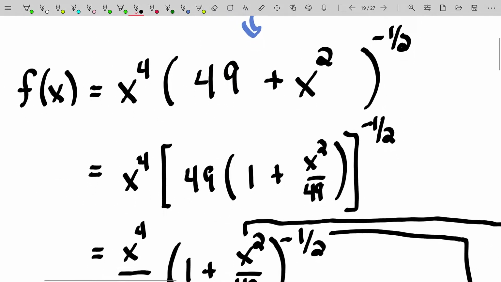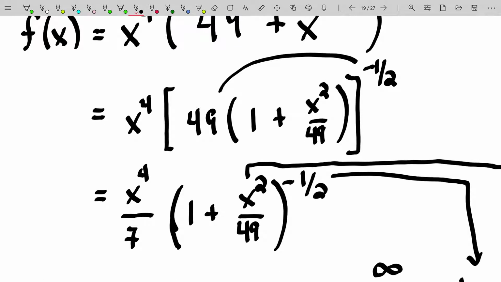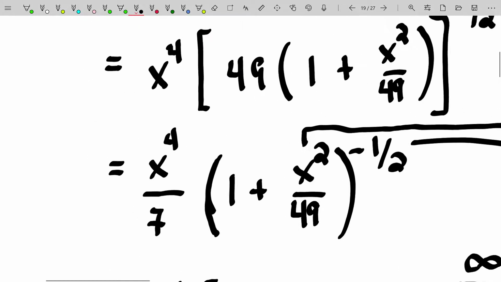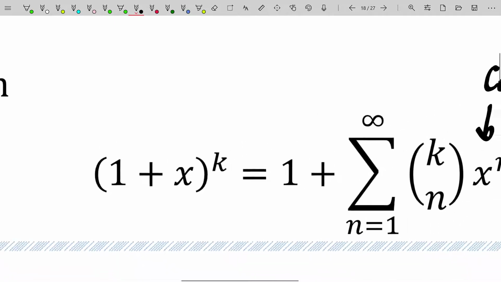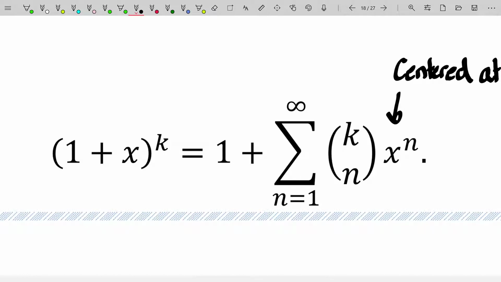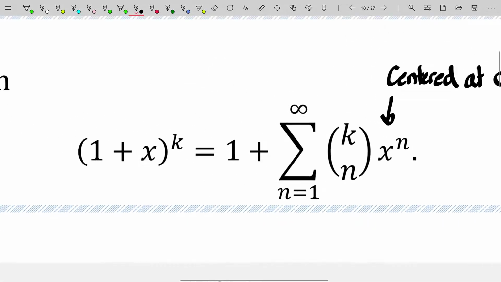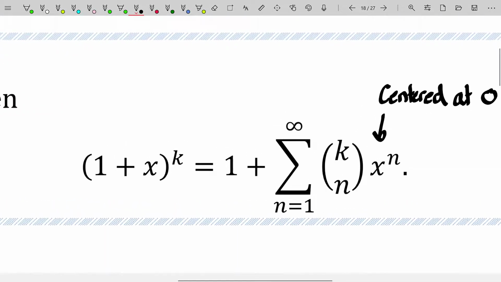That's all I did there. And to showcase why I wanted that, let's go ahead and for right now apply the negative 1/2 power on 49. So it's 1/7 because it's a square root. So I pulled that out front and we end up with this guy right here. And what we're going to do is use this expansion, that the quantity 1 plus x to the kth power is equal to 1 plus the summation from 1 to infinity of k choose n x to the nth. Remember, that's centered at 0 there.